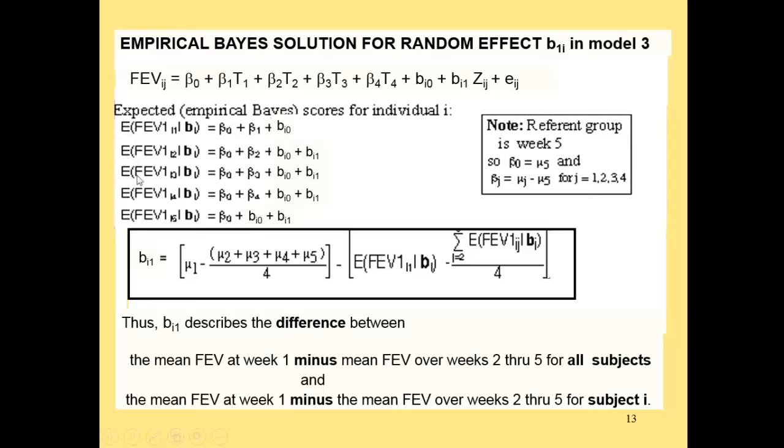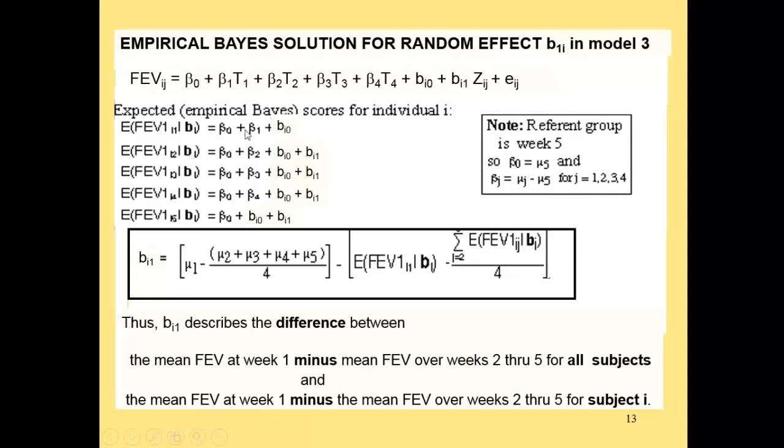So let's start by looking at the expected values of FEV1 for subject I in each week, conditional on the random effects. Remember we had to write conditional on the random effects if we're doing the expected value notation so that the random effects don't drop out of the model. All right? So these follow pretty directly from the model and from FE 740, right? Like the expected value of FEV1 I1, so in week 1, is going to be beta 0, the intercept, plus beta 1, because T1 is going to be 1 in week 1, because our referent group was week 5, remember that, plus the random intercept for subject I.